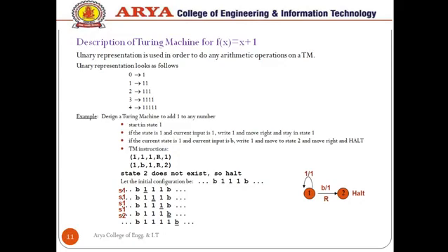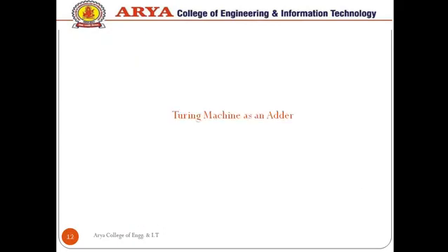When it reads a 1 input value, this 1 is replaced by 1, moves in the right direction and remains in the same state. When it reads the value b, this b is replaced by 1, moves in the right direction and reaches the state 2, that is the halting state. That means no process is possible for this. That means we have to stop this process here. Next is the Turing machine working as an adder.